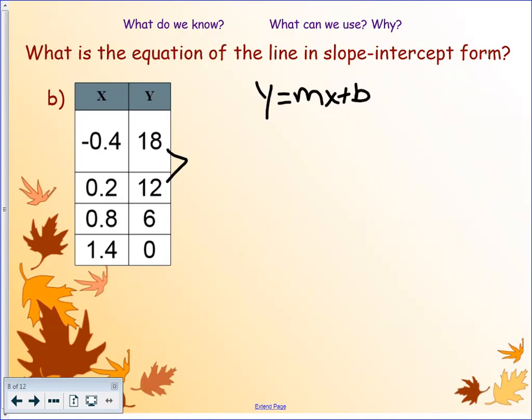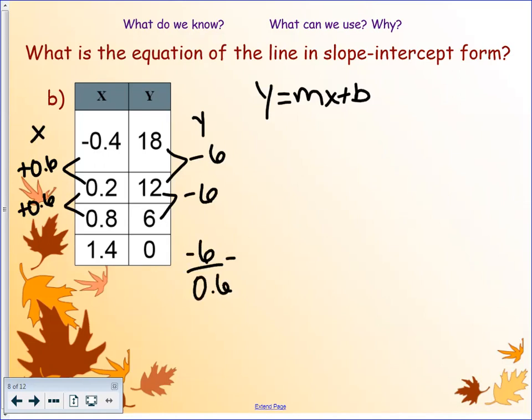18 to 12 is -6. 12 to 6 is -6. And then the next one would be -6 as well. So those are my y's. My change in x is -0.4 to 0.2, which is plus 0.6. From 0.2 to 0.8 is plus 0.6, and I see the last one is that as well. So my change in y is -6 over 0.6.